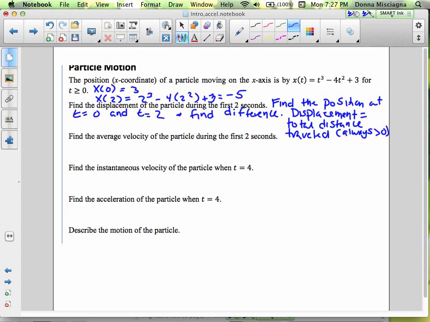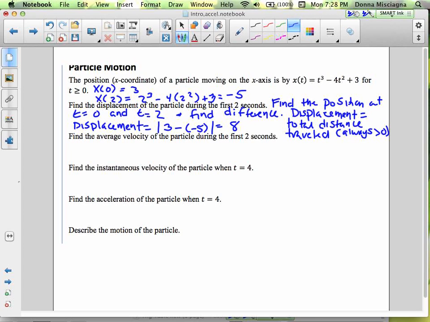All right, so we want to find the total distance traveled. So it started off at 3 and traveled to negative 5. So remember that displacement is always positive. So the displacement equals the absolute value of the difference between where it started, 3, and where it arrived, which is negative 5. So it traveled 8 units.